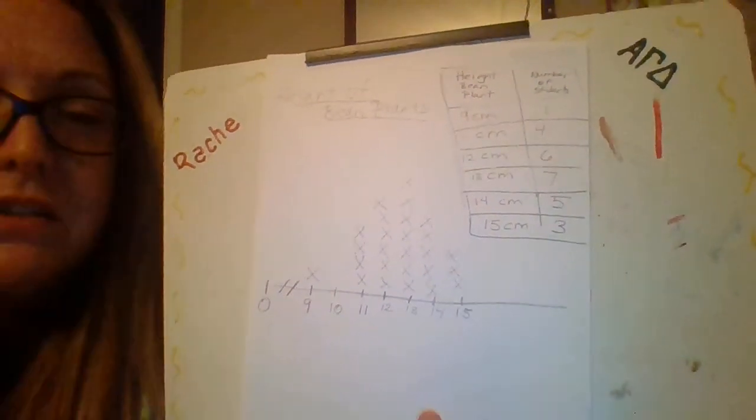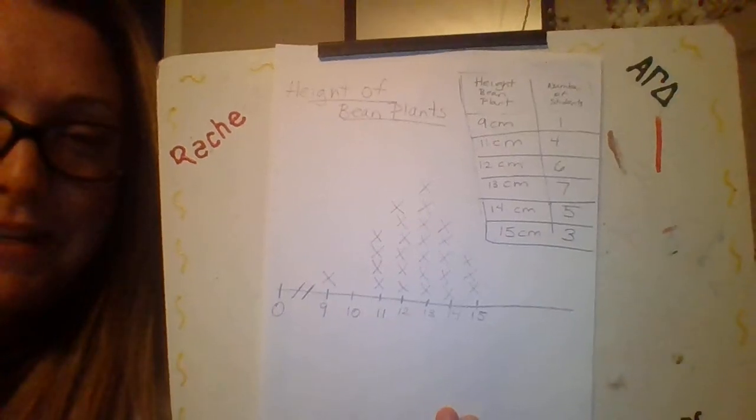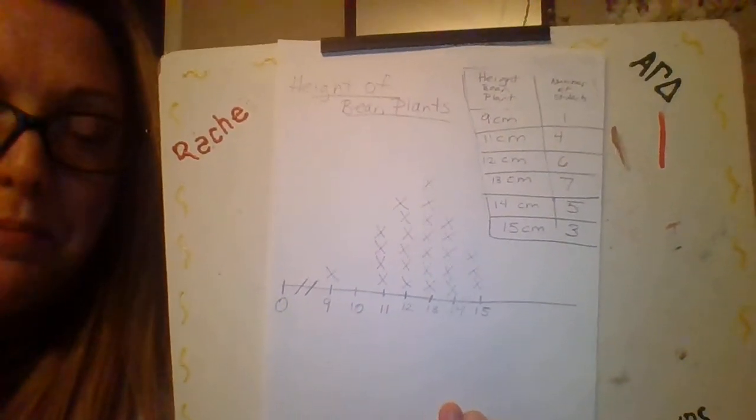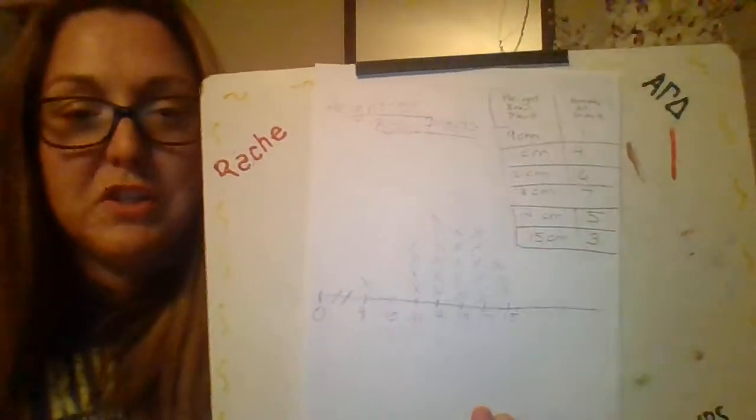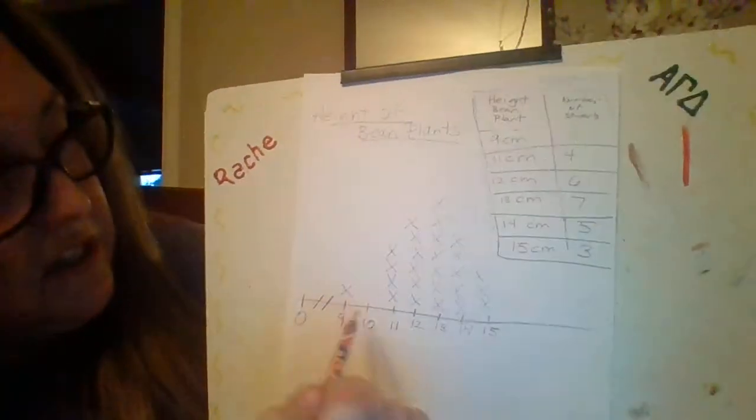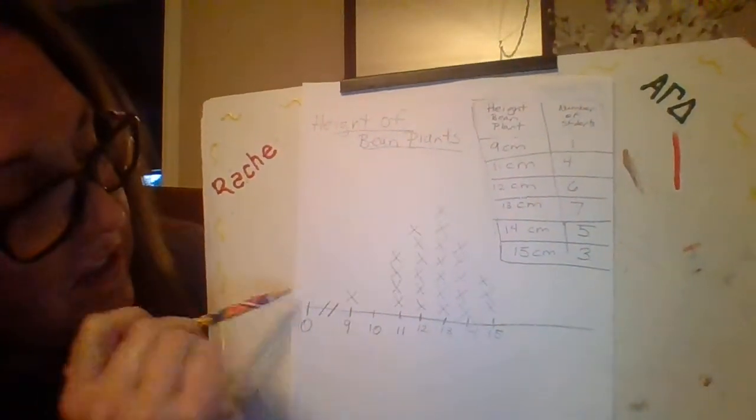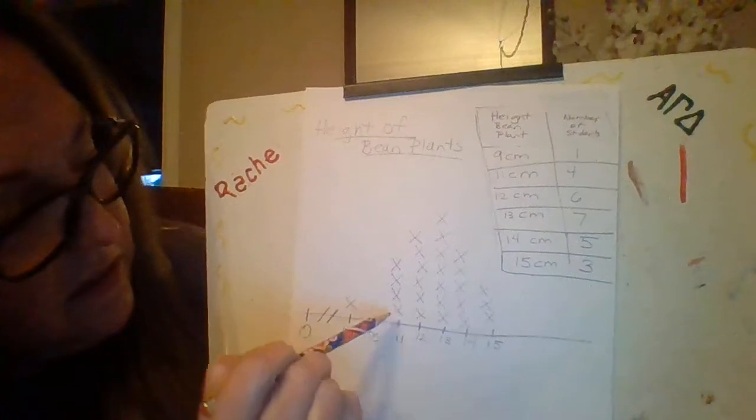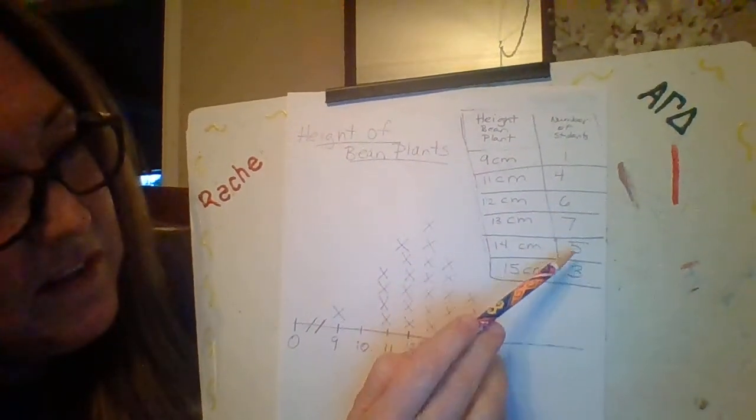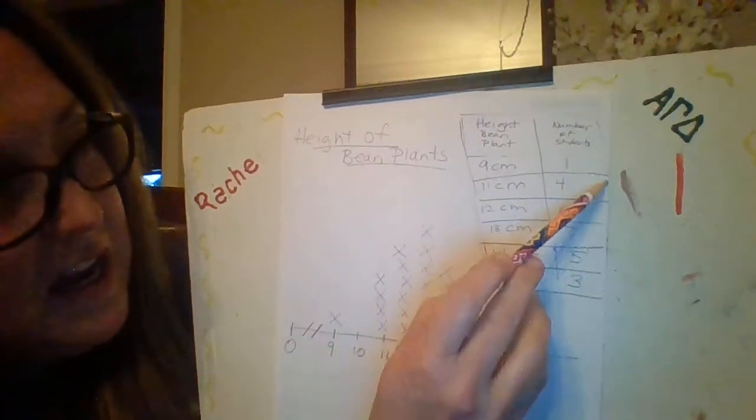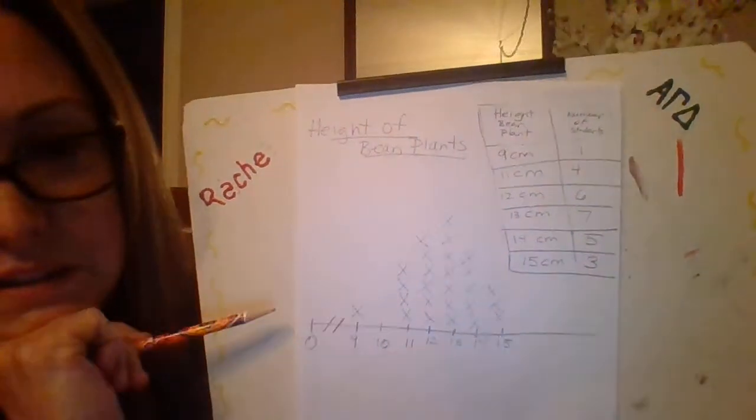How many students are in this science class? This might take us some time here. If every student had a plant, and every plant is shown on this graph, then every student is an X. So to figure out the number of kids in this class, we would have to do 1 plus 4 plus 6 plus 7 plus 5 plus 3. How many students are in this class? We would add all of those numbers up together.